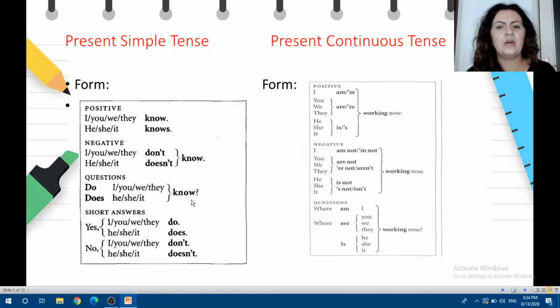For the present continuous tense, we need the forms of the verb to be, which are am, is, or are. And then we add ing to the verb. For the negative form, we just add not to the forms of to be, and then follows the verb plus ing. For the interrogative form, we need first the forms of to be, am, is, or are, then follows the subject, and then the verb plus ing.